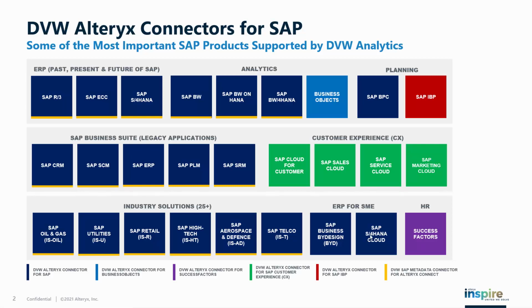In the SME space, we work with Business ByDesign, as well as SAP S/4HANA Cloud, and for HR, SuccessFactors. There are a number of legacy applications that compose the SAP product catalog. First amongst these would be the SAP Business Suite applications, CRM, SCM, ERP, PLM, and SRM. In addition to this, we support the 25 plus industry solutions that SAP have specific industry software for. So, key thing here, if you hear the words SAP and Alteryx, we'd like you to think DVW.